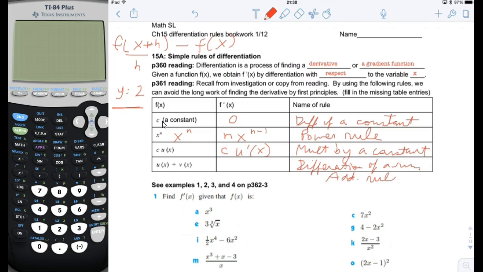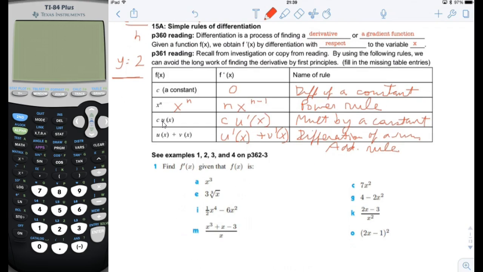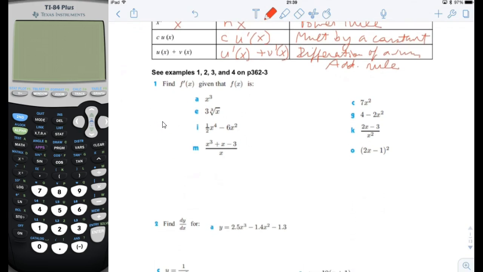Okay, in the addition rule, you're taking the derivative of two things added together, and basically what you do is you take the derivative of each separately, and then you just add them together here. Okay, so those are the four basic rules. And then let's try some problems out here.